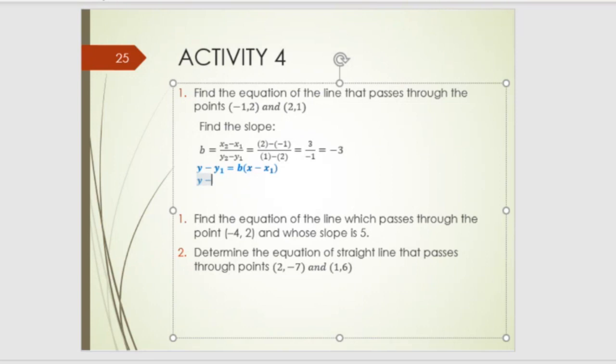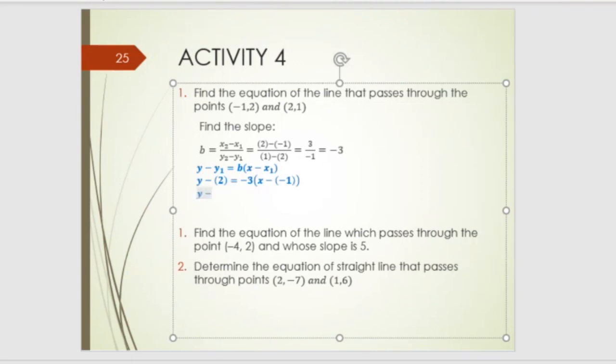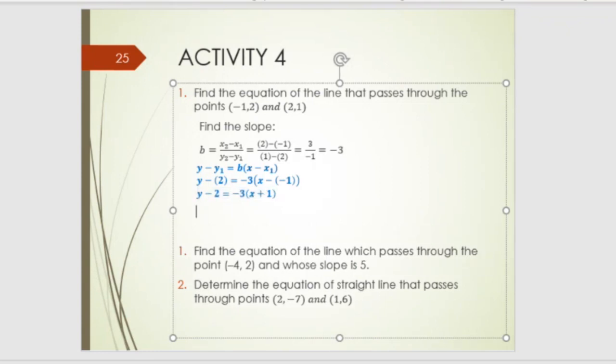we have y minus y1. We take that first point of -1 and 2, and y1 is 2, equals to b, the value of b is -3. Then open brackets, we have x minus x1 which is minus 1, then close bracket and close again, such that our equation is going to be y minus 2 equals negative 3 multiplied by x is going to be negative 3x. Then inside there is going to be negative and negative. Okay, let's do step by step. Negative times negative 1 is going to be plus 1.